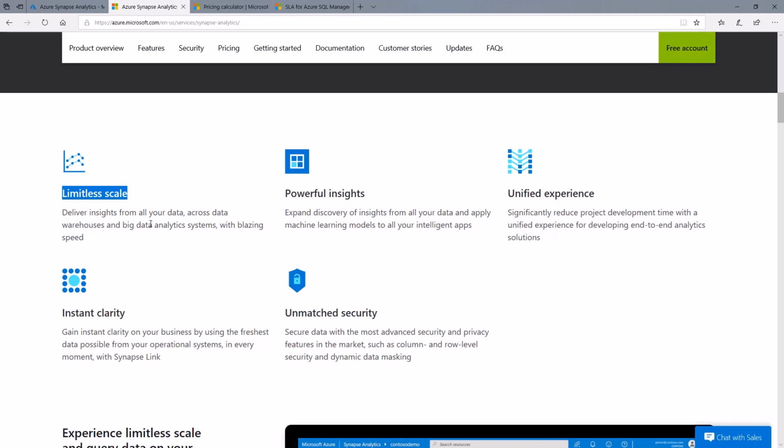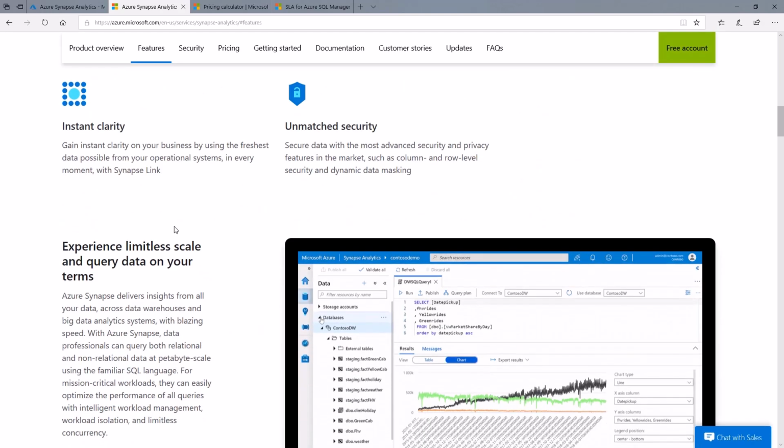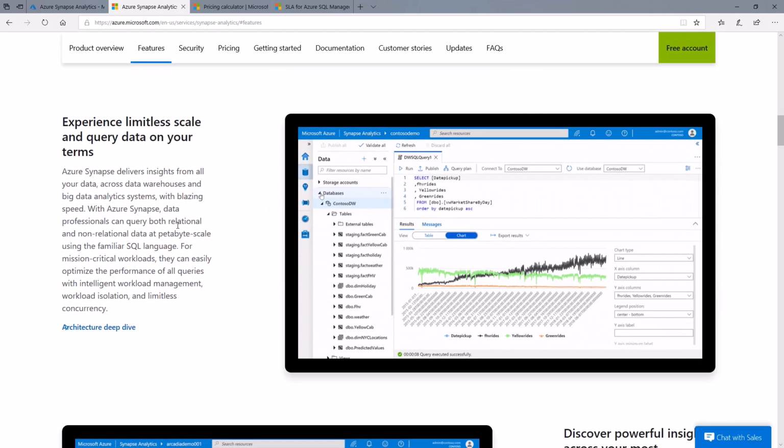It can prepare the data, it can manage the data, and then it can serve the data for things like business intelligence, which includes Power BI, and for machine learning. And we'll have a look a little bit at machine learning later on in this course.